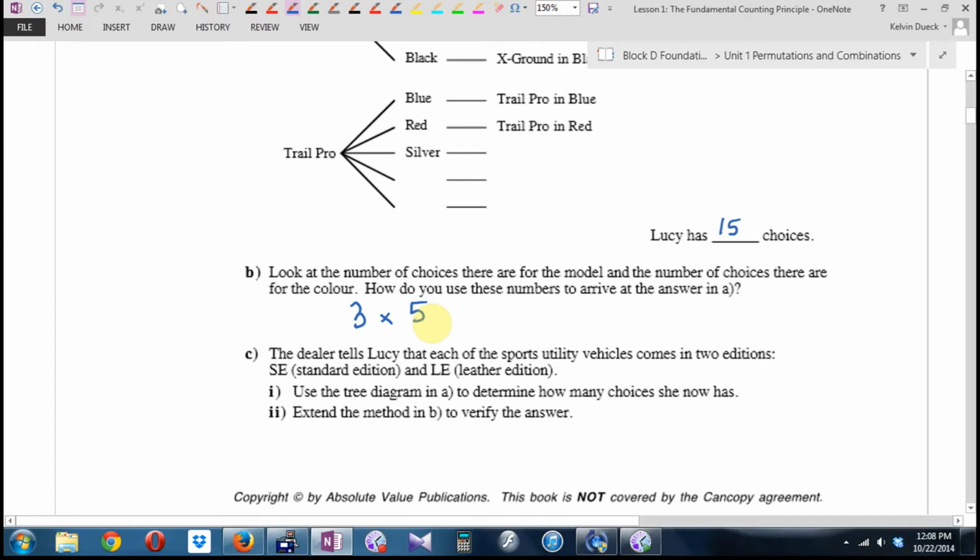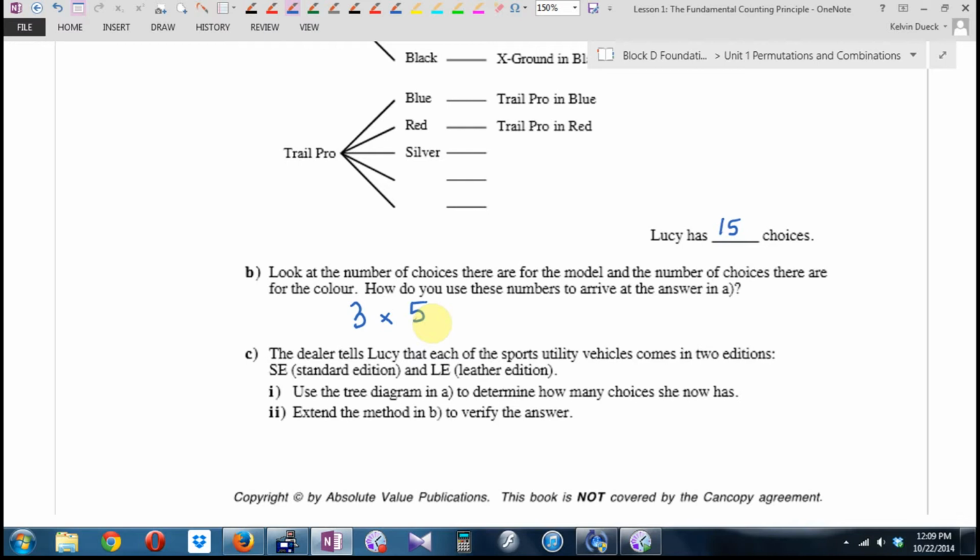The dealer tells Lucy that each of the sports utility vehicles comes in 2 editions. SE, standard, and LE, leather edition. It says, use a tree diagram to determine how many choices she now has. I'm already going to start to break away from the tree. Instead, I'm going to draw a blank. No, we mean we're going to be drawing a blank here in math.